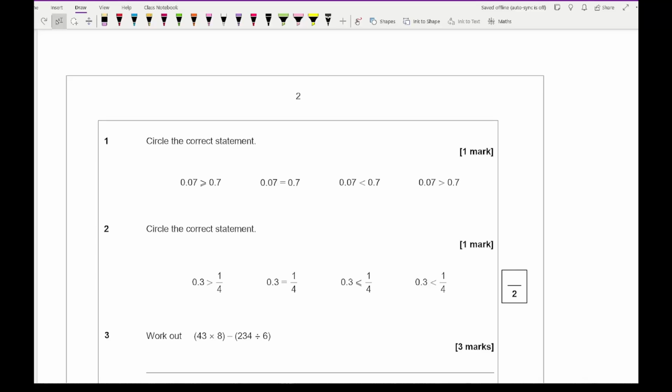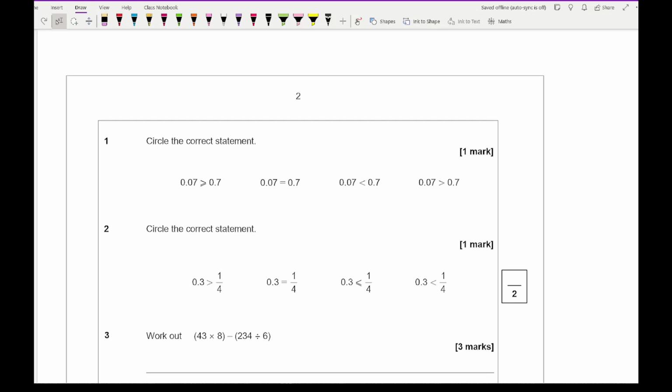So question one says circle the correct statement, and the same thing applies with question two as well. So here it's just a case of testing our knowledge of decimal numbers and inequalities. Remember, with inequalities, the arrow always points at the smaller number, or the crocodile eats the bigger number. So it's just a case of making sure that you're aware which number is smaller and which one is bigger.